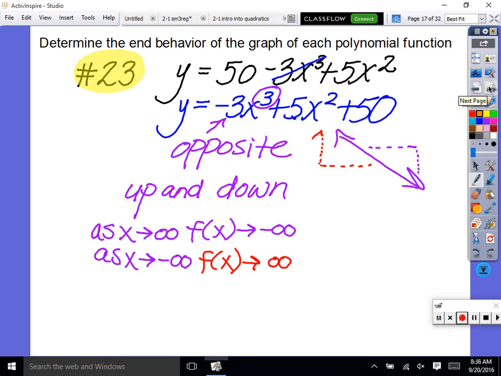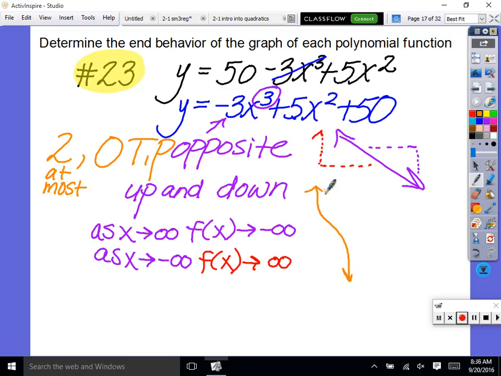Okay, let's do this one. Number 23. We have it in standard form. It's a degree 3, so it can have at most how many turning points? 2, or it could have 0 turning points. So 2 was at most. But it might have 0 turning points. Once again, there are cubics that look like this. Doesn't that one have no turning points? It slows down, but it never turns. It's always decreasing.